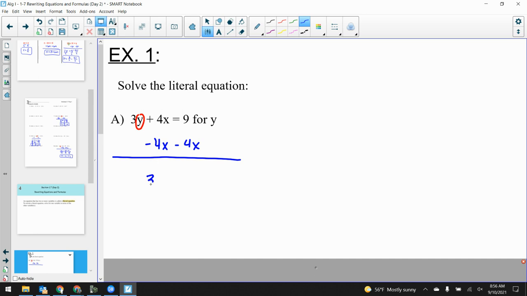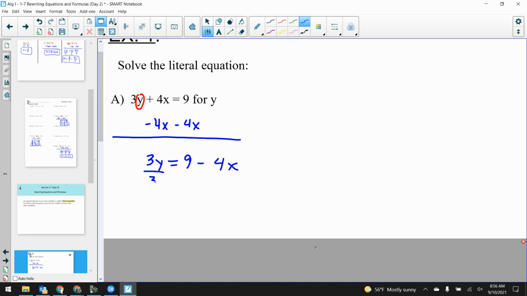So that's going to get me 3y is equal to 9 minus 4x. Now I divide by 3. When I divide by 3, I have to be careful here. Each piece gets divided by 3 on the other side. I say be careful because can I take 9 divided by 3? Yeah, that's just 3. Right. Now, can I reduce this 4 over 3?